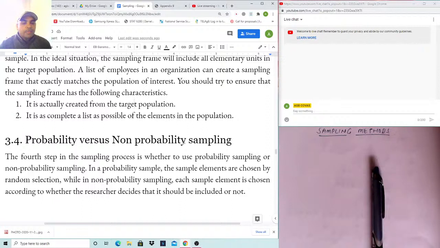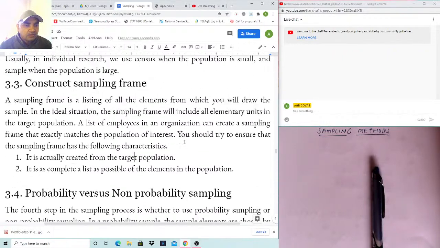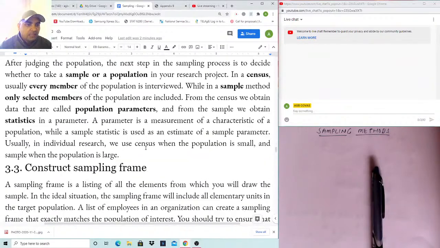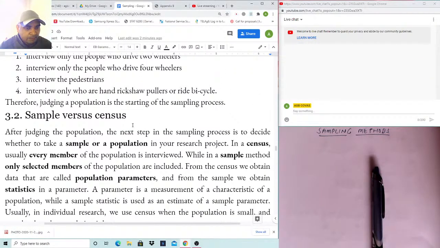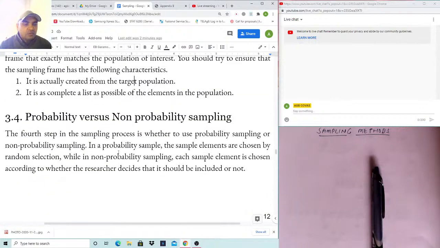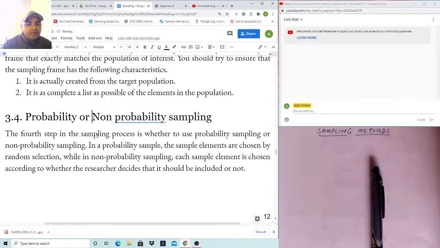Now, what is the difference between probability and non-probability sampling? First, let us look at the steps. The first step was that we defined the population. Then we chose whether to go for a sample or a census. Then we defined our sampling frame. And then we have to choose whether to use probability or non-probability sampling. So the fourth step in the sampling process is whether to use probability sampling or non-probability sampling.